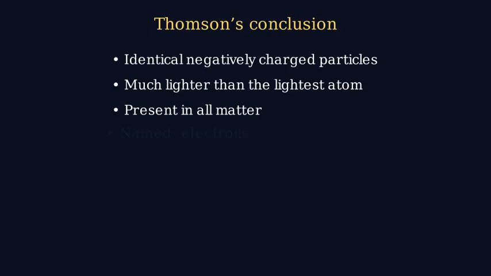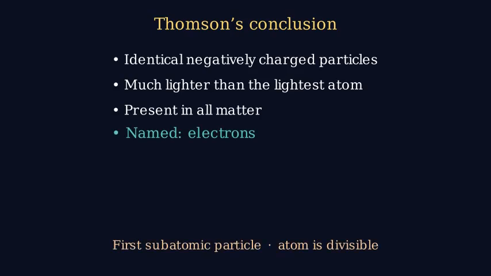J. J. Thomson concluded that cathode rays are streams of identical, negatively charged particles, much lighter than the lightest atom. He called them electrons. The cathode ray experiment is the discovery of the first subatomic particle, and the first clear proof that the atom is not indivisible.